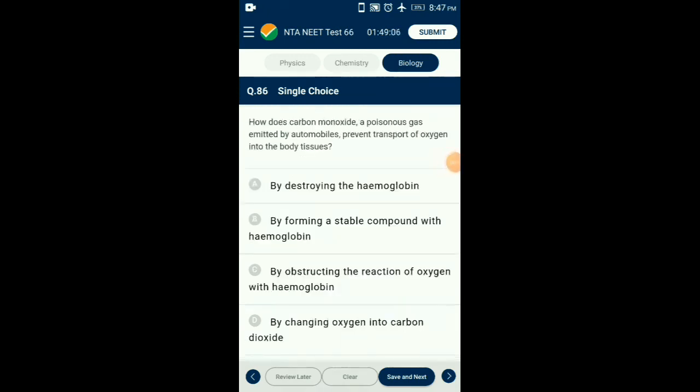Question number 86. How does carbon monoxide, a poisonous gas emitted by automobiles, prevent transport of oxygen into body tissues? Carbon monoxide, when inhaled, combines with blood hemoglobin to form carboxyhemoglobin at a rate 210 times faster than the rate at which oxygen forms oxyhemoglobin. Thus, respiration is impaired. So the answer for this question is option B, by forming a stable compound with hemoglobin.